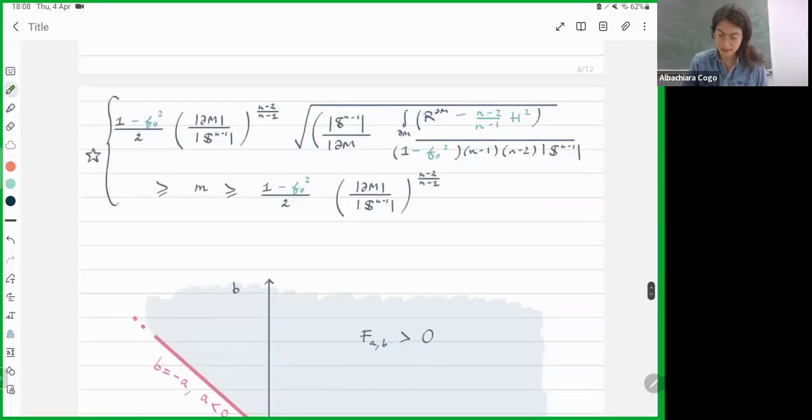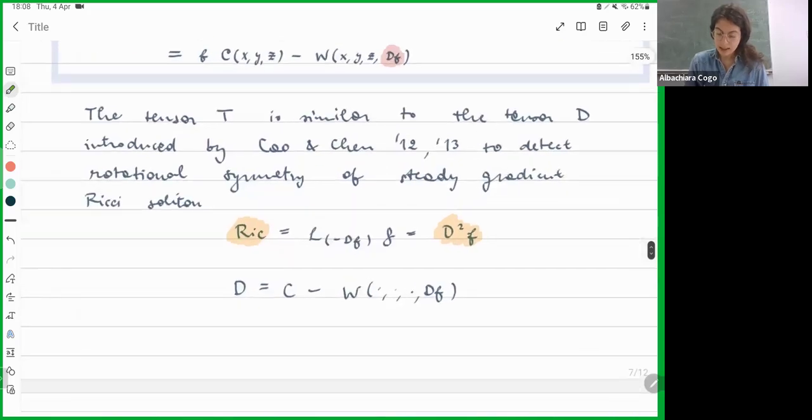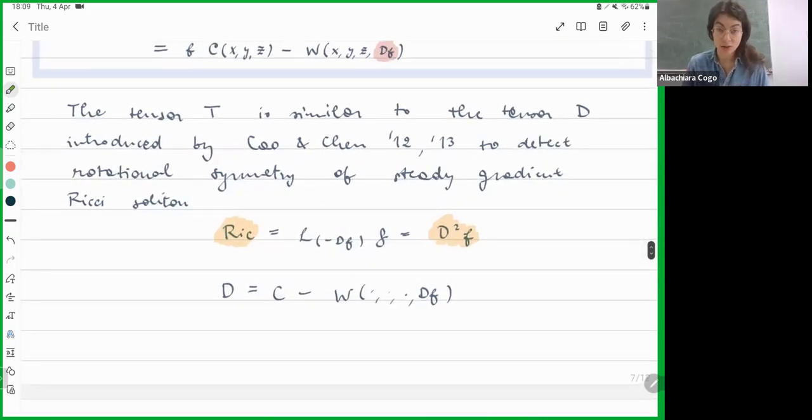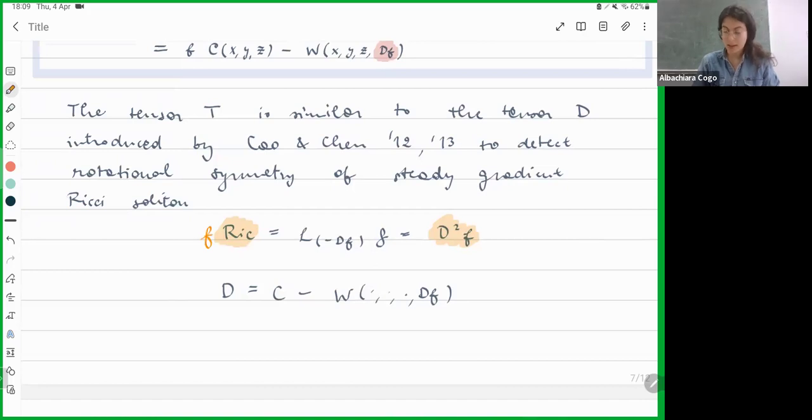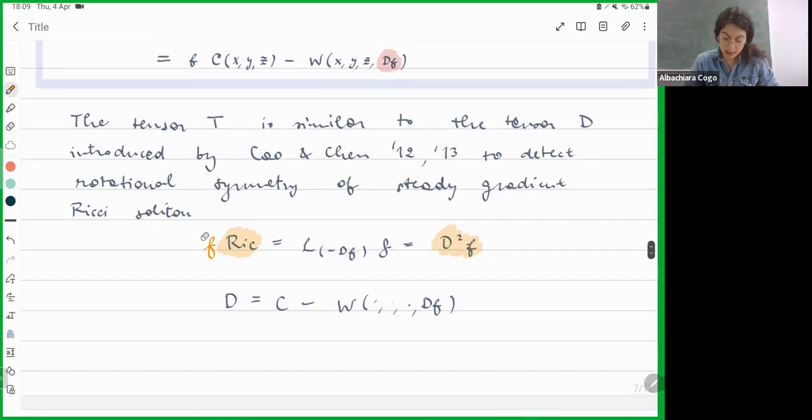Yes, so I mentioned it very quickly. Originally a similar tensor was introduced by Cao and Chen in the study of steady Ricci solitons, but it's not the same. There are similarities between steady Ricci solitons and the solutions of the static Einstein equation because of the equation itself. If I add an F here, I get one of the static equations. That's why the tensor that they introduced with an F here will detect the rotational symmetry in our case. So we were inspired a bit by that to get our rotational symmetry. It's a different problem, but there is a communication between the static solutions of the Einstein equation and steady Ricci solitons.